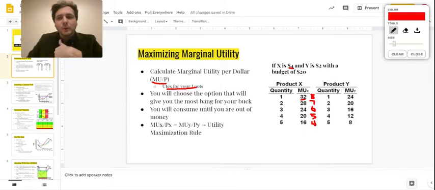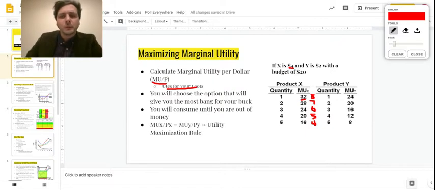And so that gives me, for the first consumption of that product, to consume the first one, I'm going to get 8 utils per dollar. And for the second one, 7 utils per dollar, 6, 5, 4, right? And we see the law of diminishing returns. As I consume more, I get less additional utility out of it.